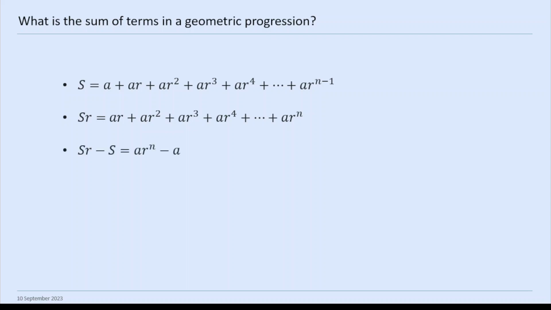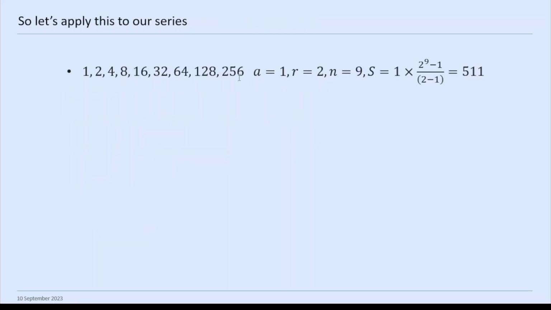Then we do SR minus S, which basically just gives us AR to the n minus A, because AR to the n is the only term that's unique to SR, and A is the only term that's unique to S. All the other terms cancel out, so AR, AR squared, AR cubed, etc. cancel out. So then we can factor S out of the left, and we get S times R minus 1 equals A times R to the n minus 1. Divide both sides by R minus 1, and we get S equals A times R to the n minus 1 over R minus 1.